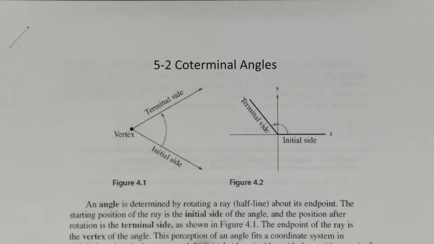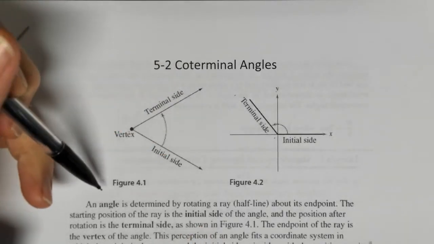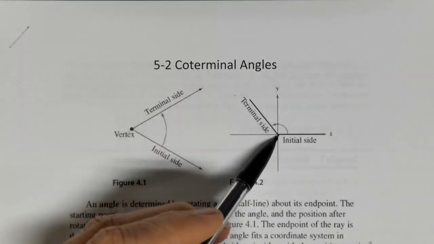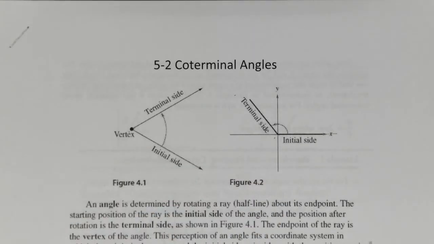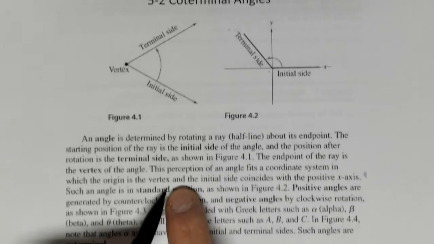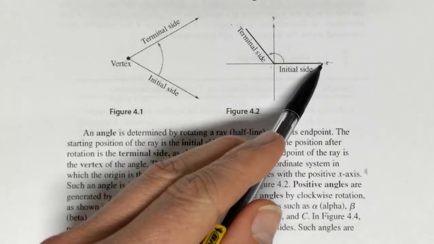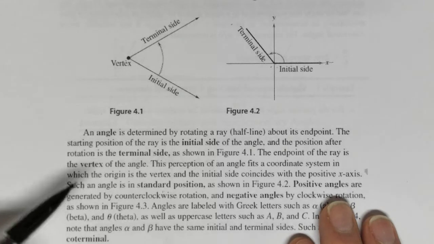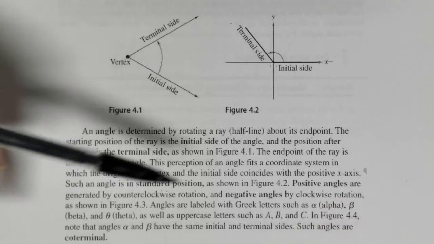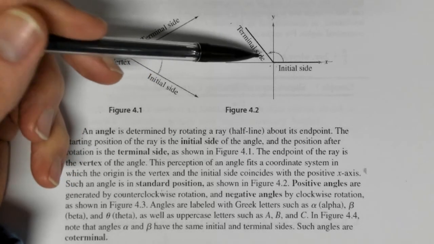A couple of other things to look at. Again, you've got an initial side, you've got a terminal side. We talked about the vertex of the angle. Now, if the initial side happens to coincide with the positive x-axis, then that angle is considered to be in standard position, right? So an angle that's in standard position is where the initial side of the angle coincides with the x-axis.